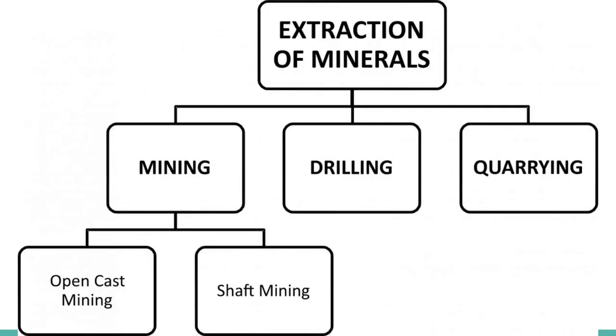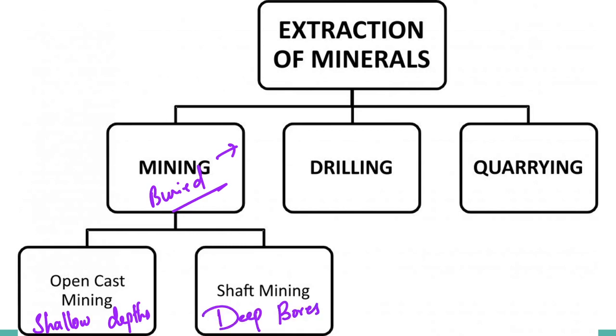Minerals can be extracted by mining, drilling, or quarrying. The process of taking out minerals from the rocks buried under the earth's surface is called mining. Minerals that lie at shallow depths are taken out by removing the surface layer. This is known as open cast mining. Deep bores, called shafts, have to be made to reach the mineral deposits that lie at greater depths, and this is called shaft mining.